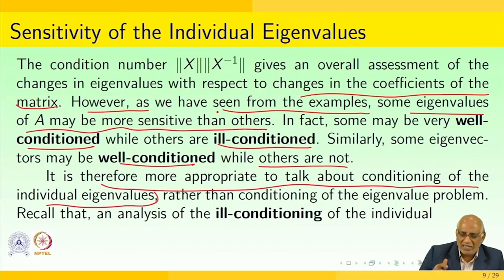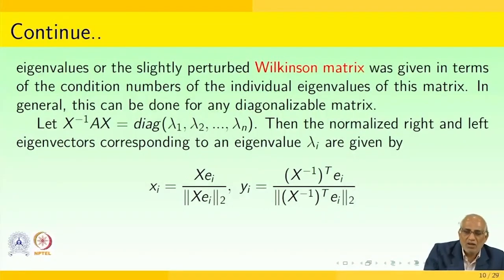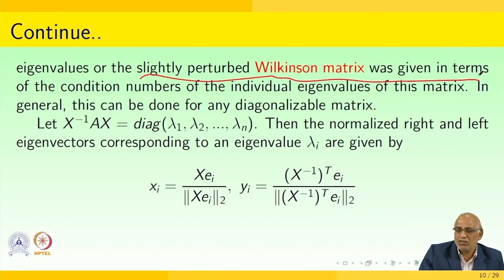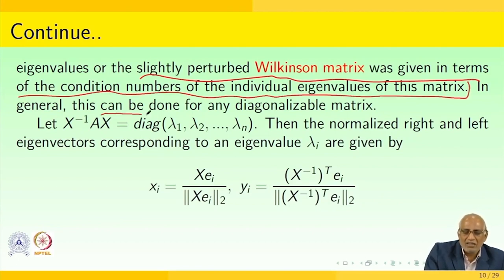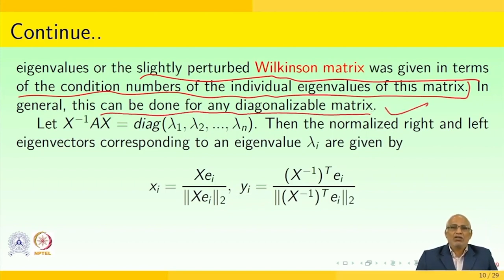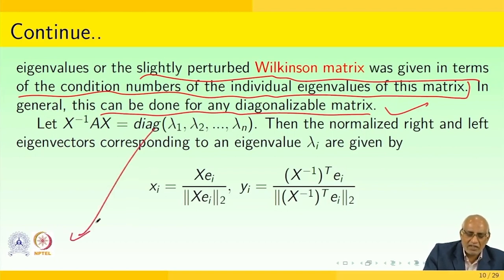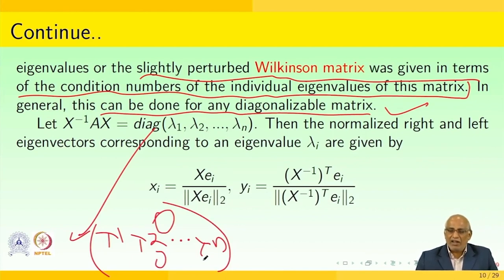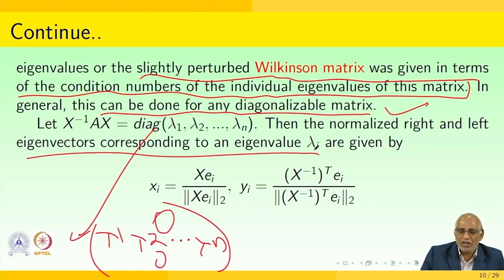Recall that an analysis of the ill-conditioned individual eigenvalues of the slightly perturbed Wilkinson matrix was given in terms of the condition numbers of the individual eigenvalues of the matrix. In general, this can be done for any diagonalizable matrix. Let X inverse A X be a diagonal matrix with lambda 1, lambda 2, up to lambda n, the rest being zeros. Then the normalized right and left eigenvectors corresponding to an eigenvalue lambda i are given by xi equal to Xi upon norm of Xi 2, and yi equal to X inverse transpose ei upon norm of X inverse transpose ei 2.